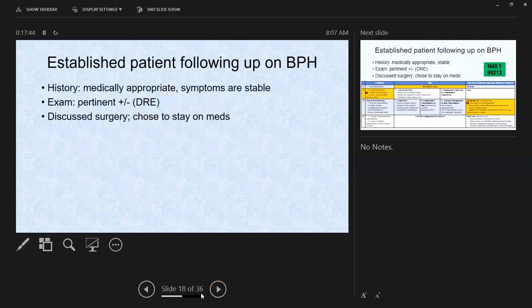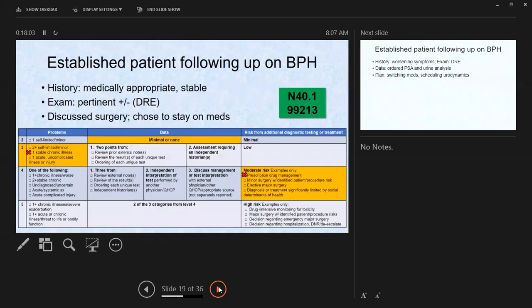Established patient is coming in for follow-up on their BPH, their yearly follow-up. History is medically appropriate. All their symptoms are stable. The examination documents the pertinent examinations, such as a prostate examination or rectal examination. Maybe discuss possibly moving on to a surgical procedure to help out their BPH, but they chose to stay on their medications. How would we code this?